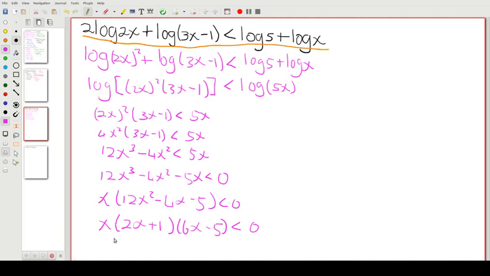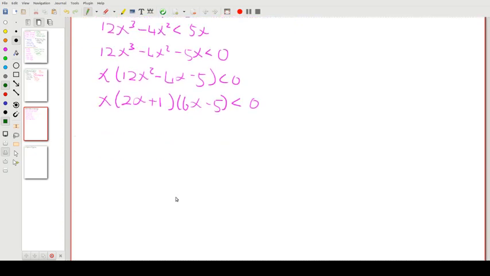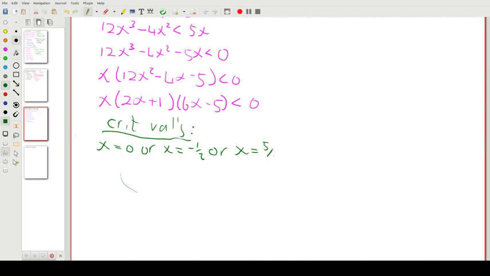So now our critical values. If this was an equation, we'd have x equals 0, or x equals negative half from this one if we set that equal to 0, or if we set this equal to 0, we'll have x equals 5 over 6.